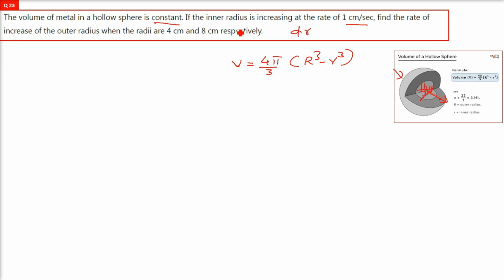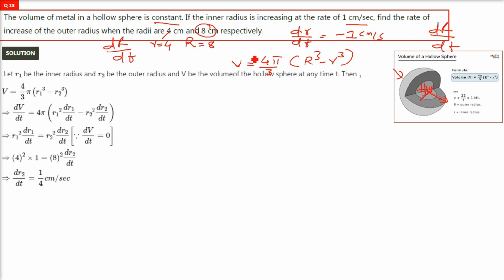So the small r, the inner radius, is increasing at the rate of this. So dr by dt is, since it is increasing, we are not going to use negative. I'll just change it. See, always increasing is plus, decreasing is negative. So the radiuses are given, the small r is 4 and the bigger one, capital R, is 8. Find the rate of increase of outer radius. So dR by dt is to be found out.